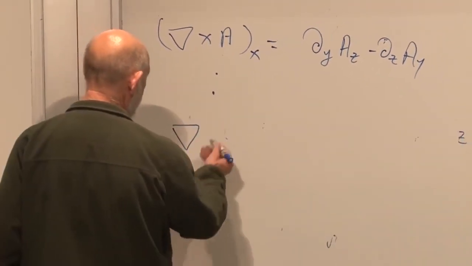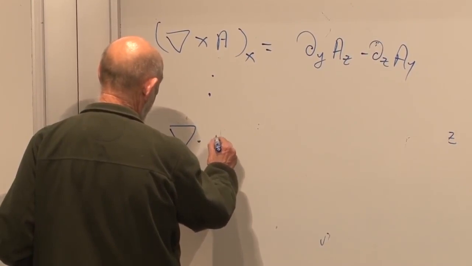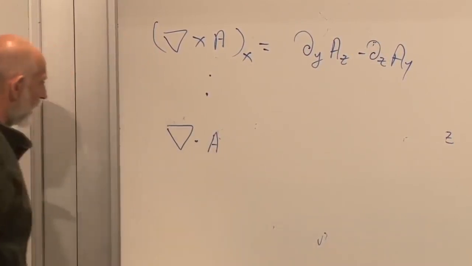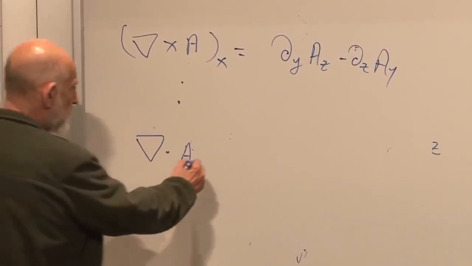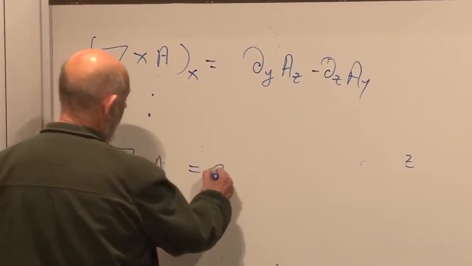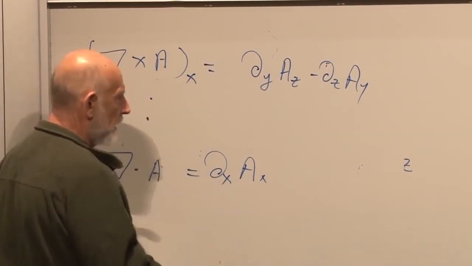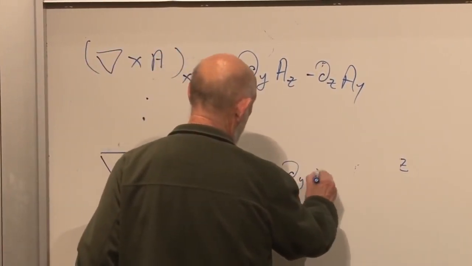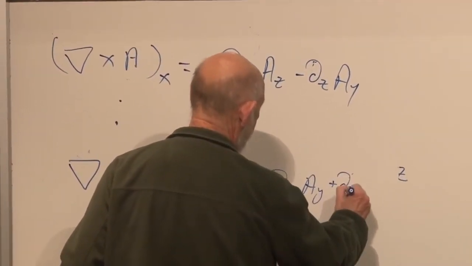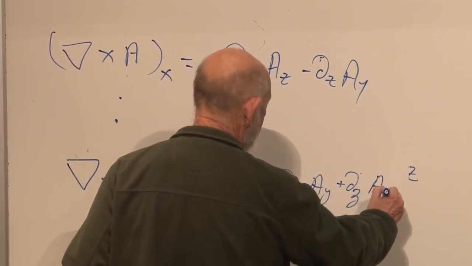Divergence of a vector, any vector now, del dot A, for any vector, is a scalar quantity, and it's given by derivative with respect to x of the x component, plus derivative with respect to y of the y component, plus derivative with respect to z of the z component.